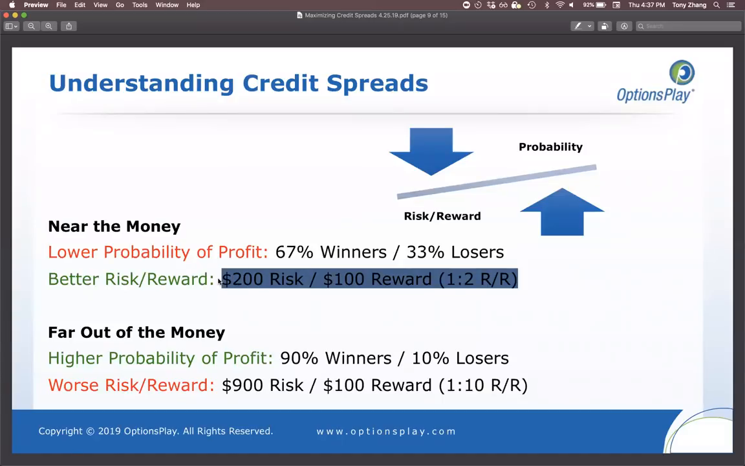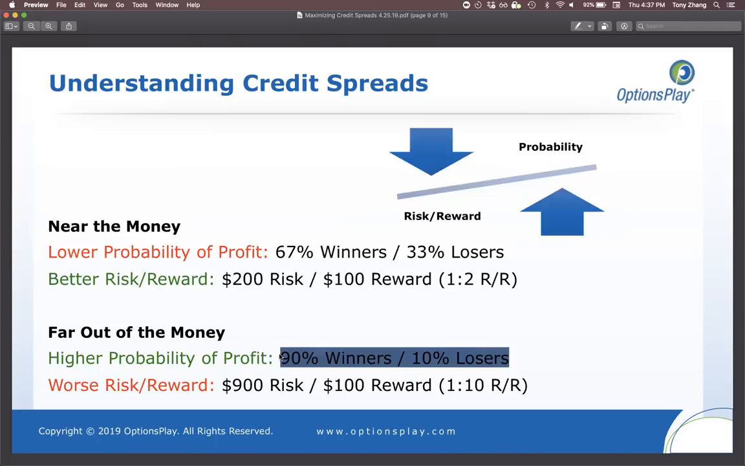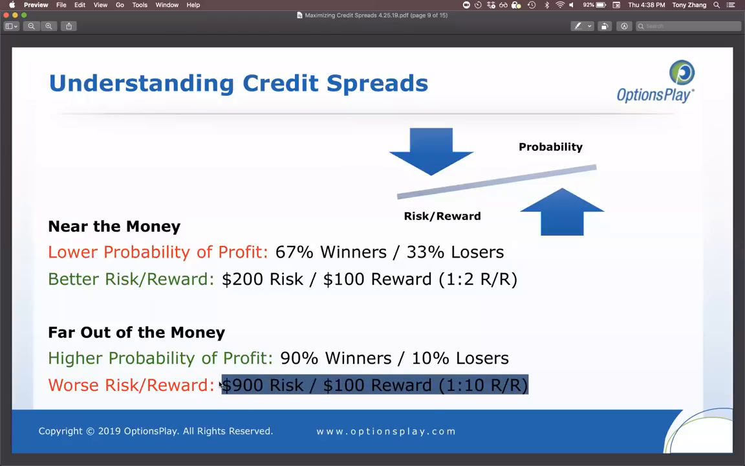Vice versa, if you sell really far out of the money credit spreads, you're going to get a really high probability of profits. 90% winners, 95, even 99% I see gets traded a lot. And these have what I would consider very, very poor risk to reward ratios, where for every $100 in income that you collect, you're risking $900, $1,000, $1,500. I've seen people risk even $5,000 for just $100 in income.